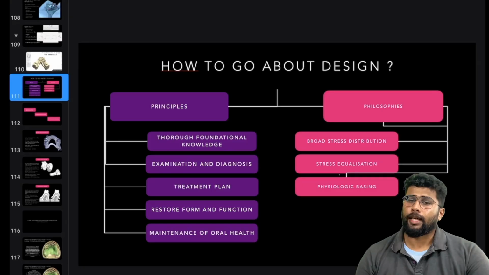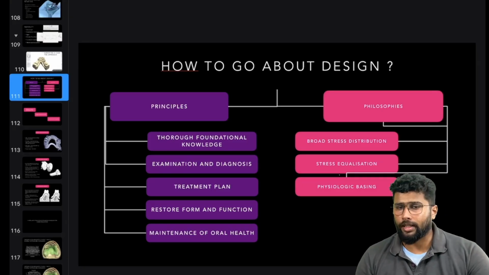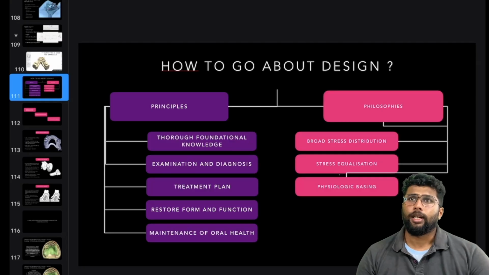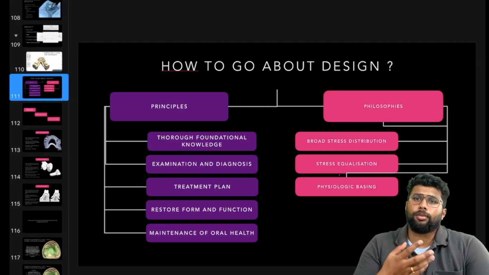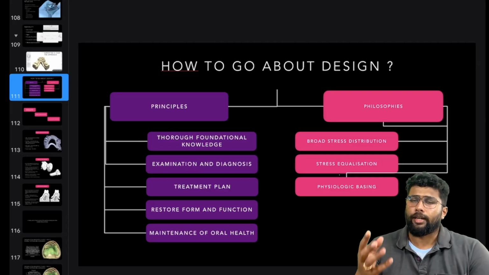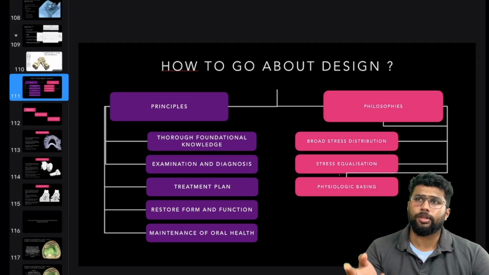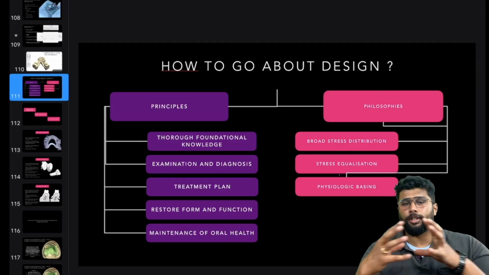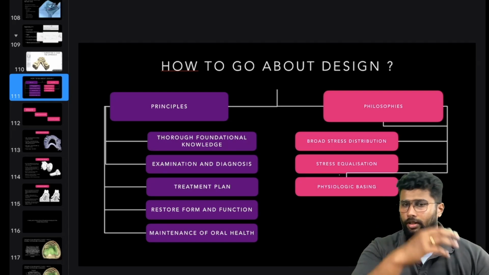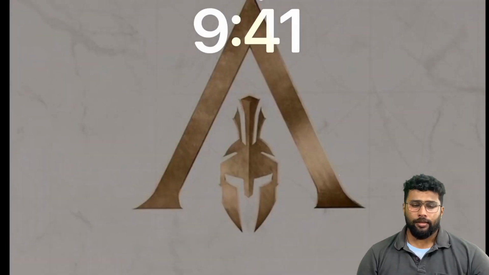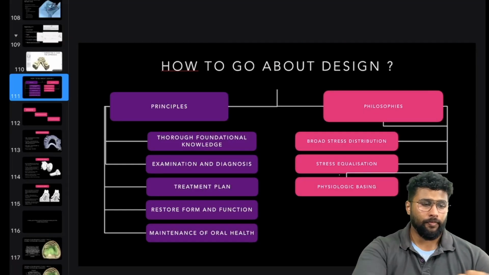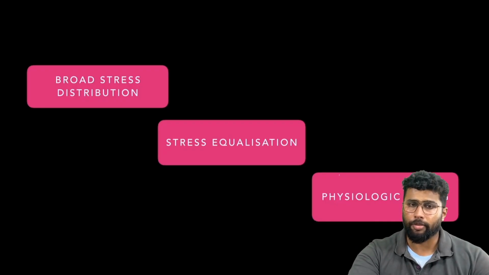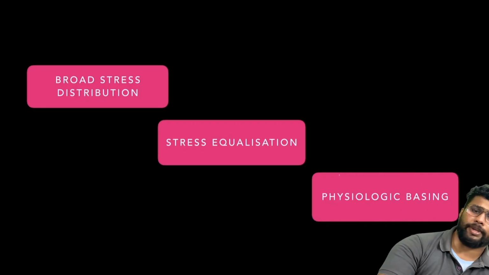Now, philosophies are basically the schools of thought you would apply in your cast partial design, right? And those are of three types: broad stress distribution, stress equalization, and physiologic basing. These say that you do not just do a partial design in a methodical way. You also look at the patient's mouth and incorporate certain elements, or swap out certain components for other components, in favor of protecting the patient's overall oral health, right?